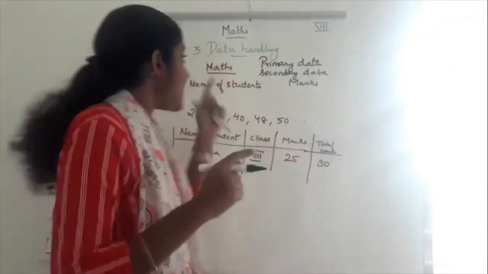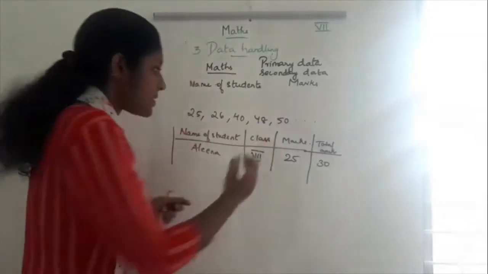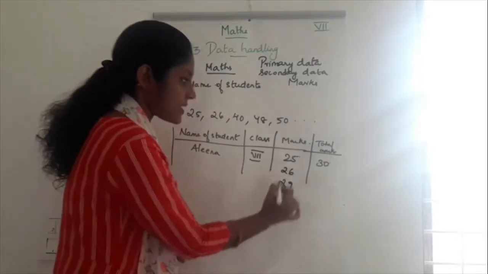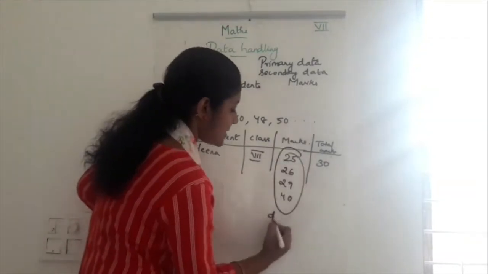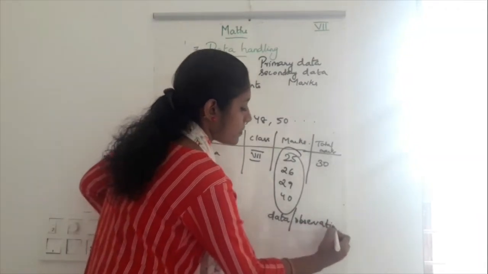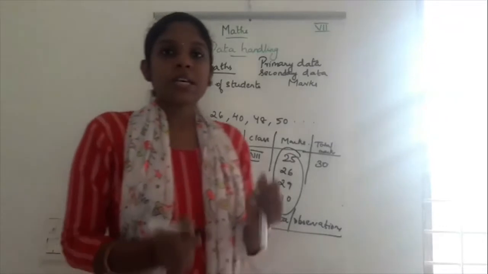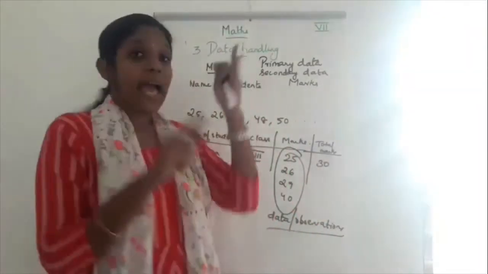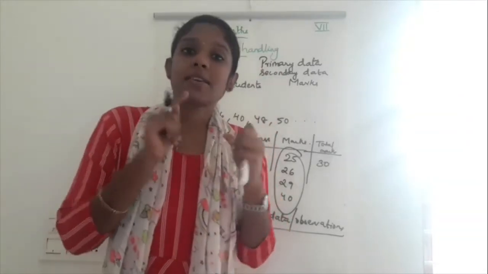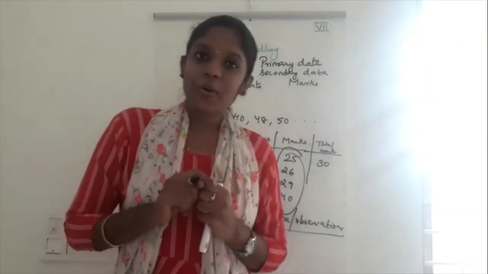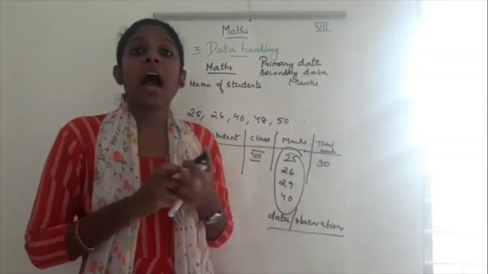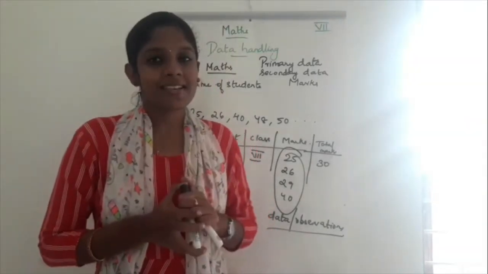Data is also called observation. That is, the marks of the students here, 26, 29, 40, etc., are the marks of the students, and this is called data, or they are also called observations. Hope it is clear for you. So we have learned what is data and data handling. There are two types of data, primary data and secondary data. Data is also called observation. Now we will go to the topic of how to handle data in different ways.